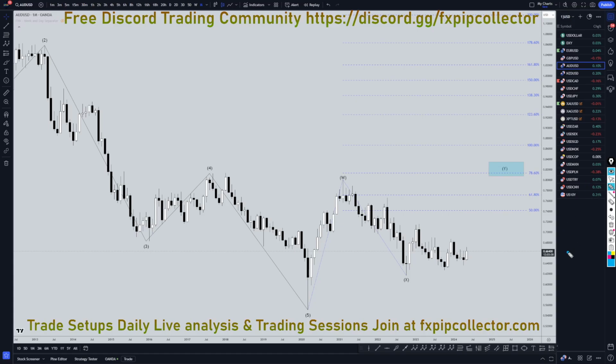Today is Friday, May 31st, and this is my analysis of the Aussie US dollar, starting on the monthly, working my way down to the 1 hour time frame for the full top-down analysis.